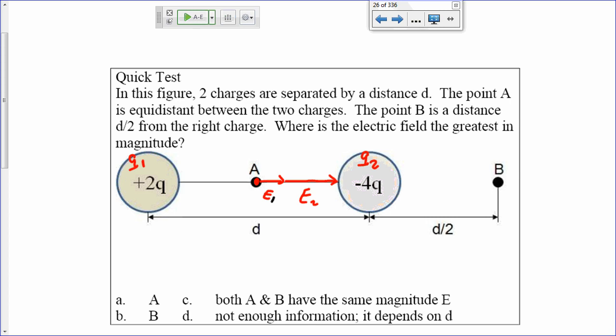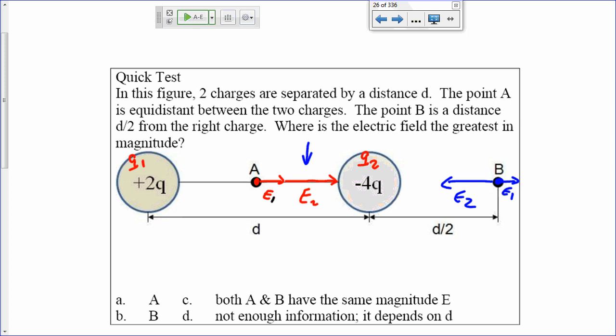Over here at point B, the electric field due to Q1 is in this direction, E1, and it's quite a bit smaller than E1 was over here because I'm further away and I have that inverse square relationship. So the further I get away, the smaller and smaller my field gets. And then E2 is to the left or right? It's to the left, right. And here my E2 is the same magnitude as it was over here because I'm the same distance from that -4Q charge.